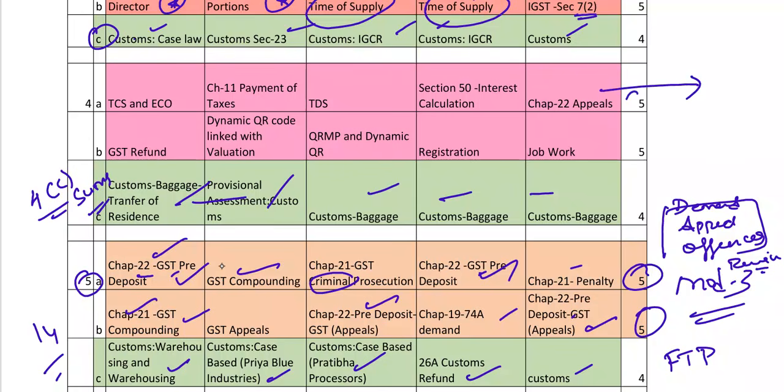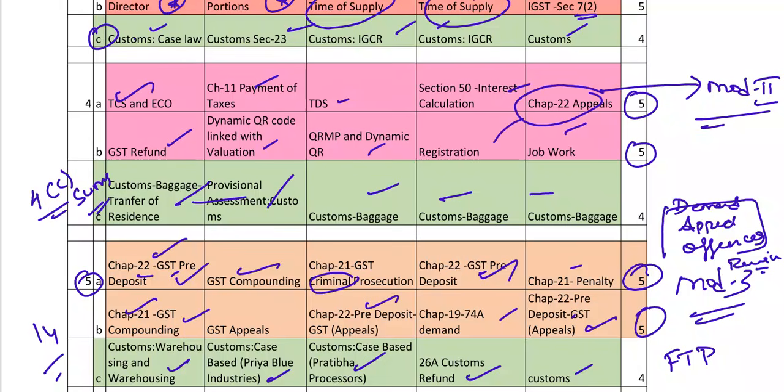Now come to this question. This is a 10 mark area. In this 10 marks, you are going to get a question from your module 2. So this is how the pattern looks like for IDT. In module 2, you can see questions from TCS and e-commerce operator, GST refund, payment of taxes, dynamic QR code, TDS, again a dynamic QR related question, interest calculation, registration, job work. One question from appeals is here. So it is a mix of module 2 questions.